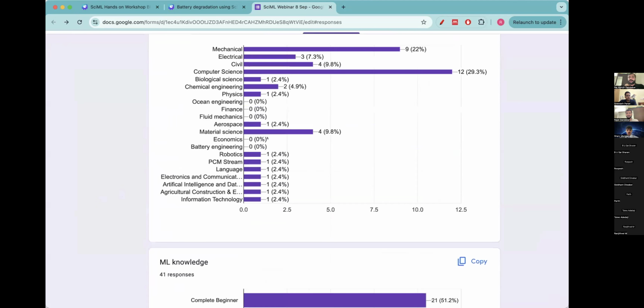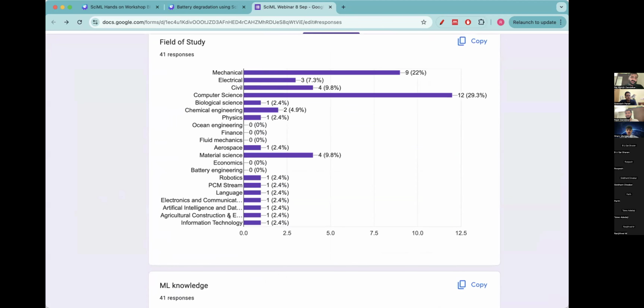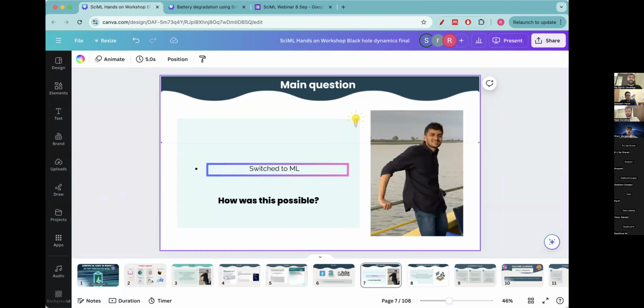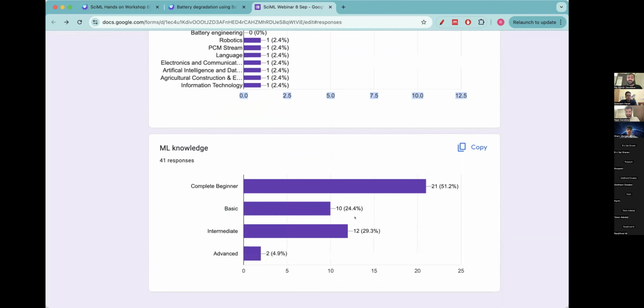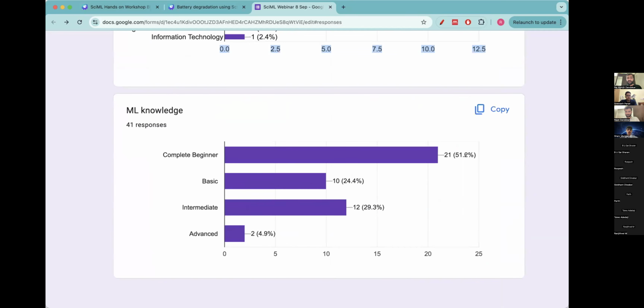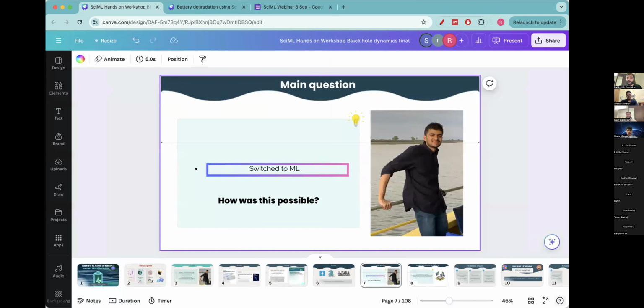To all of you present in this call today from all of these different fields, please keep in mind that scientific machine learning is a field to which all of you can really transition. So the journey which I'm going to explain to you right now is equally applicable to all fields. I can see that around 50 to 60% of people in this call are complete beginners in ML, just like I was before I switched to machine learning. And the remaining half are split between basic, intermediate, and advanced proficiency in machine learning. Okay, so good to see this student background.